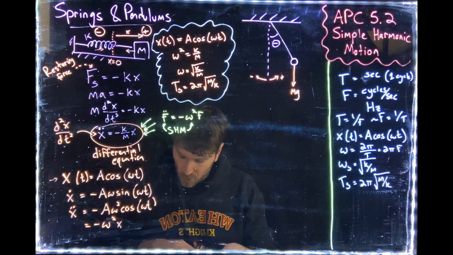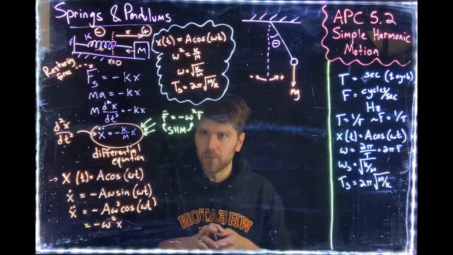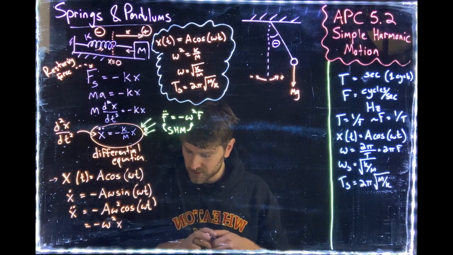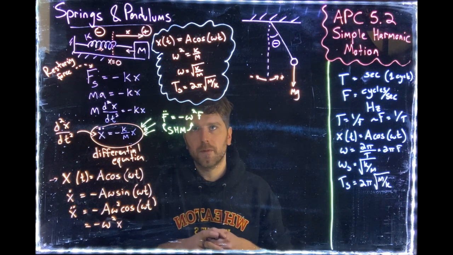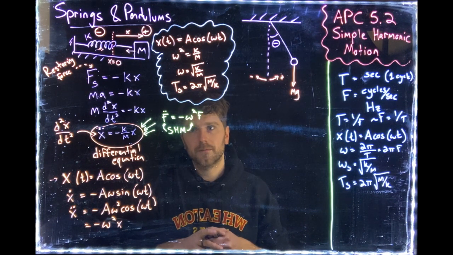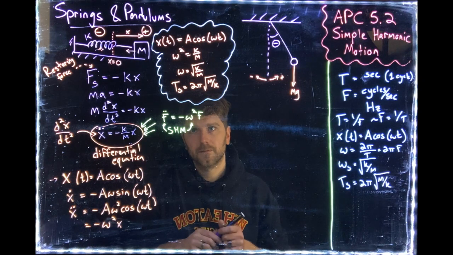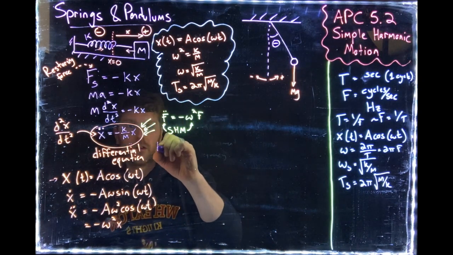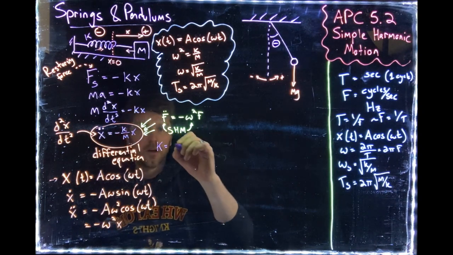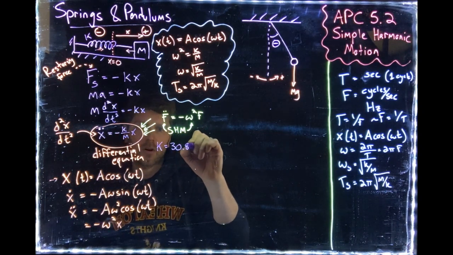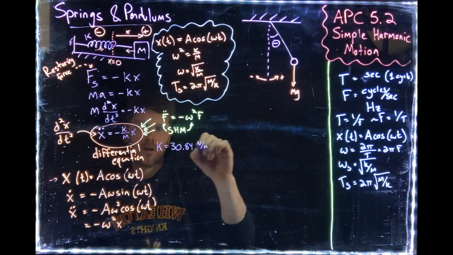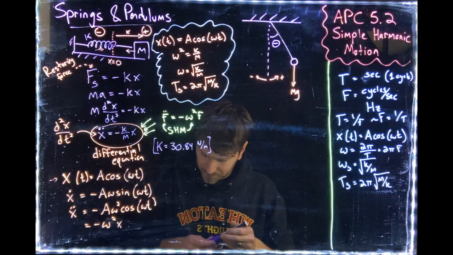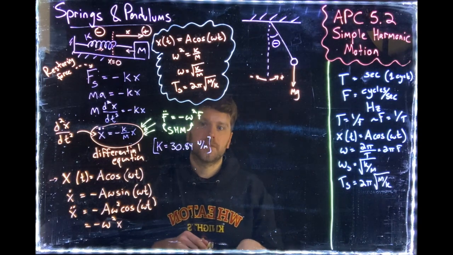So I'm going to throw up a quick little example problem on the screen in just a moment for springs. So take a moment, and then we're going to do some pendulums. By the way, if you were doing that example problem, you should have gotten k equals about 30.84 for that. All right, I want to turn my attention now to pendulums.